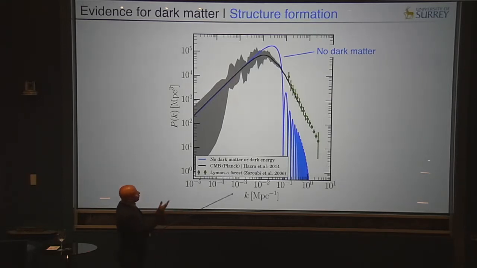So we try to build this model with no dark matter and we get this blue line, and it goes spectacularly wrong. And it goes spectacularly wrong in two ways. First of all, it's falling off far too quickly here. So on small scales, there just isn't enough structure. And secondly, you have these giant wiggles that are just not seen in the data.